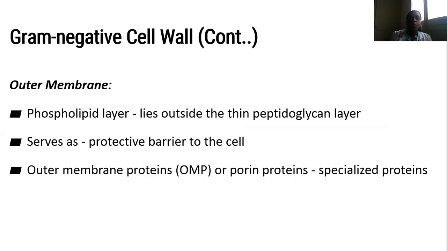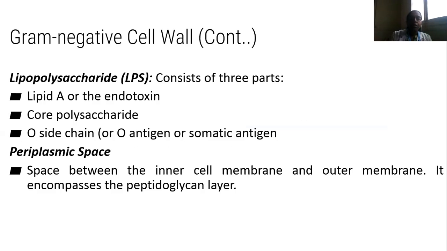The outer layer is made up of a thin peptidoglycan layer, which serves as a protective barrier to the cell, and the outer membrane pores and channels are seen. The lipopolysaccharide consists of three parts: lipid A or the endotoxin, core polysaccharide, then the O side chain, or O antigen, or somatic antigen. There is a periplasmic space between the inner cell membrane and the outer cell membrane. It encompasses the peptidoglycan layer.